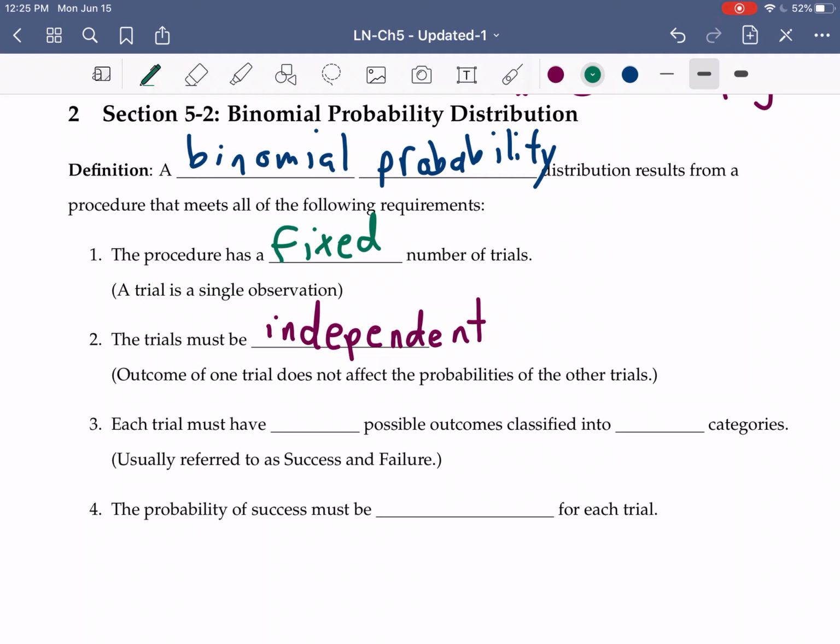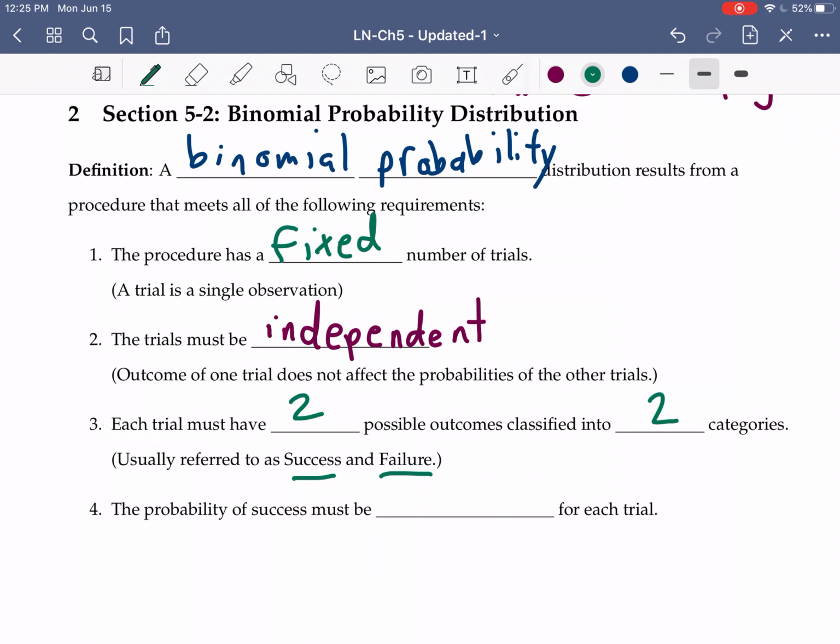The third thing is each trial must have 2 possible outcomes, classified into 2 categories. This is why we call it binomial, the prefix bi meaning 2. So we have 2 possible outcomes for each trial. We usually refer to these as success and failure.